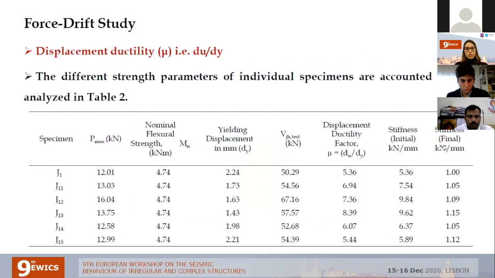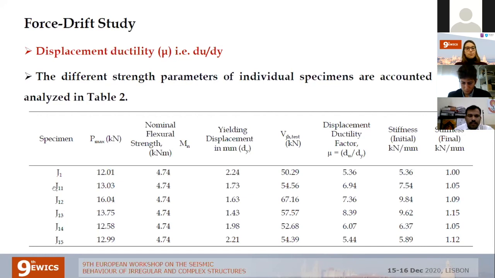Now another parameter, that is the force drift study. The displacement ductility is the ratio of the ultimate displacement and the yield displacement, wherein du is the vertical displacement of the beam corresponding to the maximum loading, that is Pu, and dy is the yield displacement.